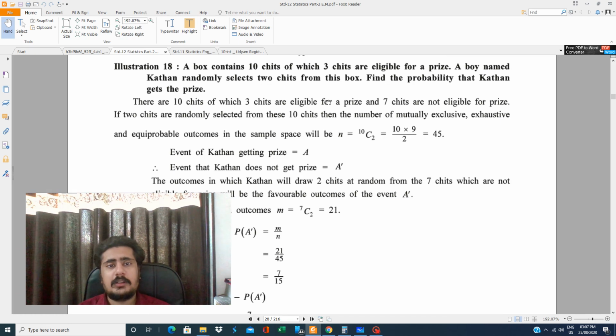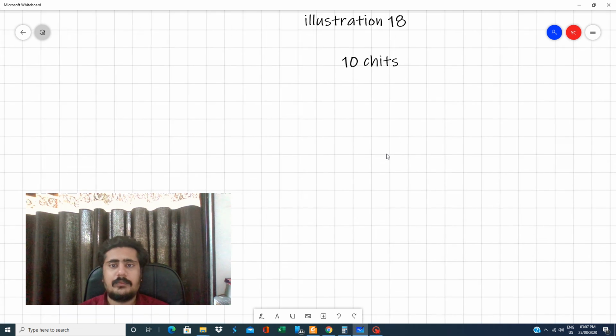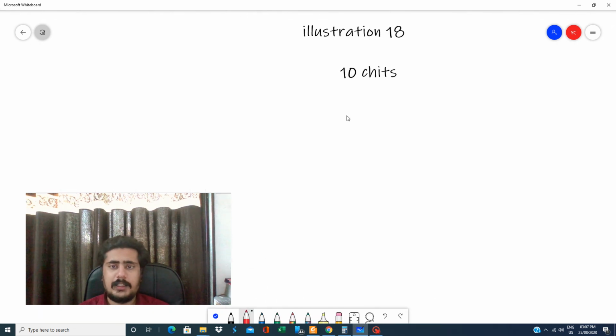A box contains 10 chits of which 3 are eligible for prize. So let us write 10 chits of which 3 are eligible for prize.